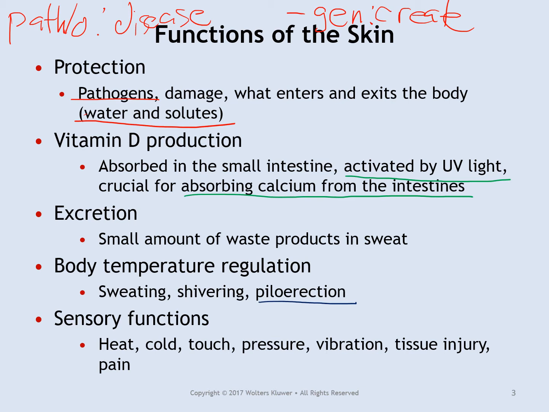And then your skin is probably the biggest source of sensory information input that you have. You have so many nerve endings in your skin that are picking up on things like heat, cold, touch, pressure, vibration, both very light vibration and very deep vibration, picking up on tissue injury, which will lead to pain. You know most of what you know about the world around you through the sensations coming in through your skin.